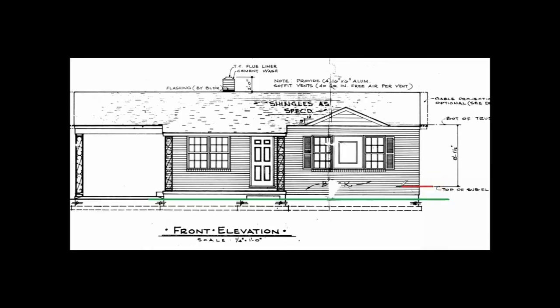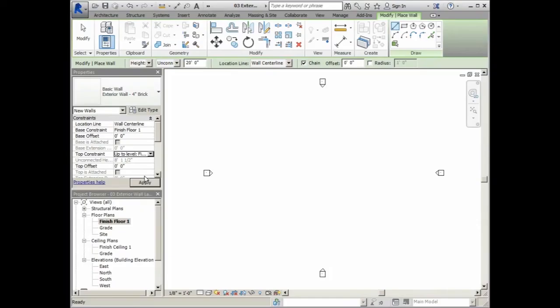This line represents the finished floor 1, and this line represents the finished ceiling. So our exterior wall will go from the base constraint or the finished floor 1, and it will go up to the top constraint, which is finished ceiling 1. You will click on Apply.